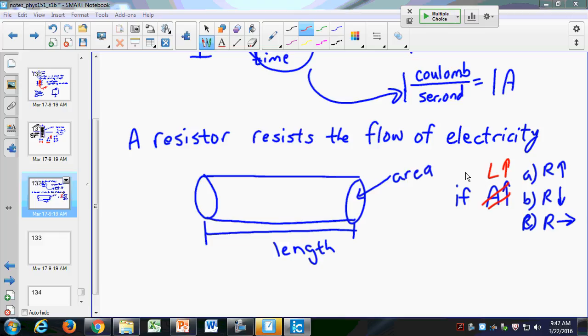And so we get an expression. This is on your equation sheet. We get an expression a lot like what we got for capacitance. And that expression is that R is equal to rho L over A. I have a direct relationship with L. I have an inverse relationship with A. And this is something called the resistivity.